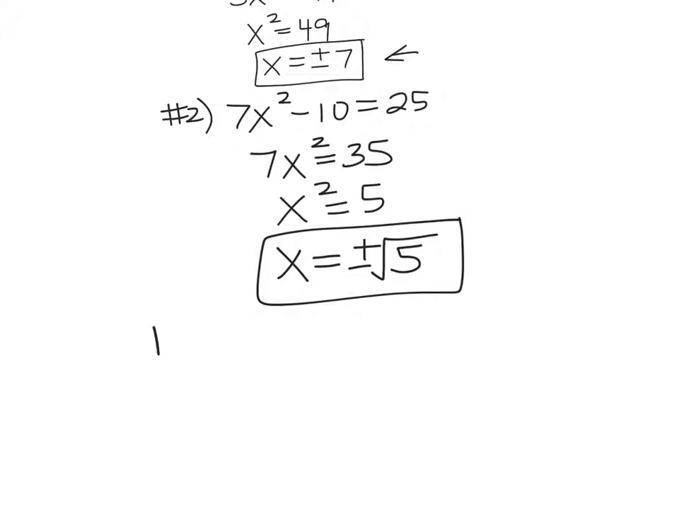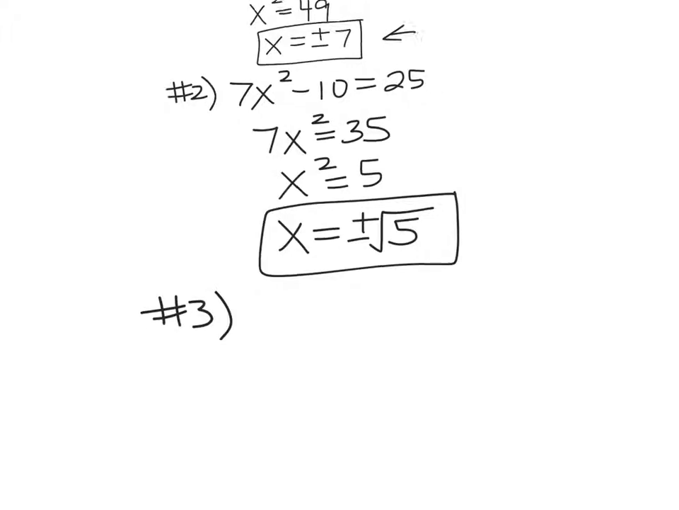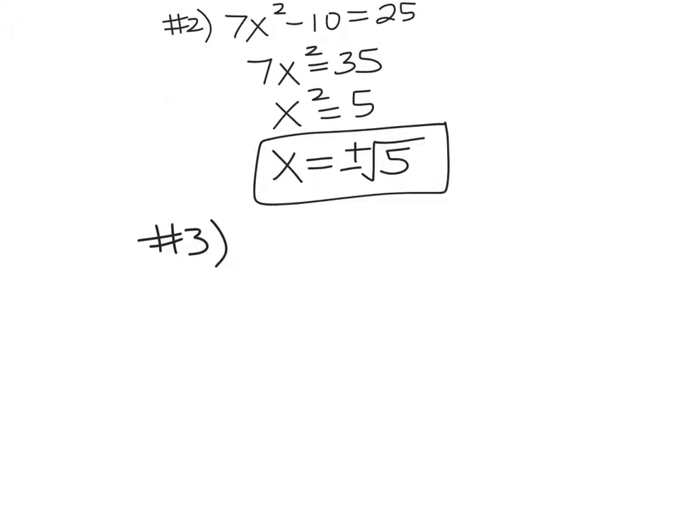Oh, and that's my next one, number 3. Yes, you're one step ahead of us. I got a little too excited there. All right, 2x squared minus 20 equals 20.